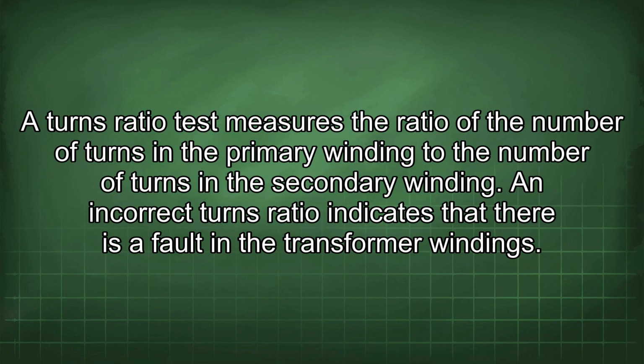A turns ratio test measures the ratio of the number of turns in the primary winding to the number of turns in the secondary winding. An incorrect turns ratio indicates that there is a fault in the transformer windings.